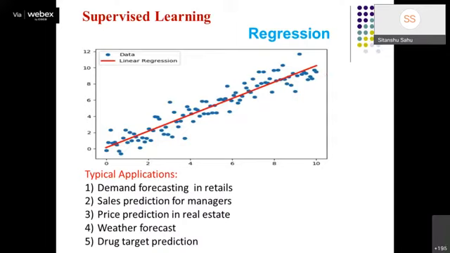So we are regressing the pattern, or trying to identify the pattern or structure present in the data by curve fitting. Applications include demand forecasting, retail sales prediction, oil price prediction, real estate price prediction, weather forecasting, drug target prediction, and recommendation systems such as movie recommendation. Those kinds of applications we can put in the regression category.